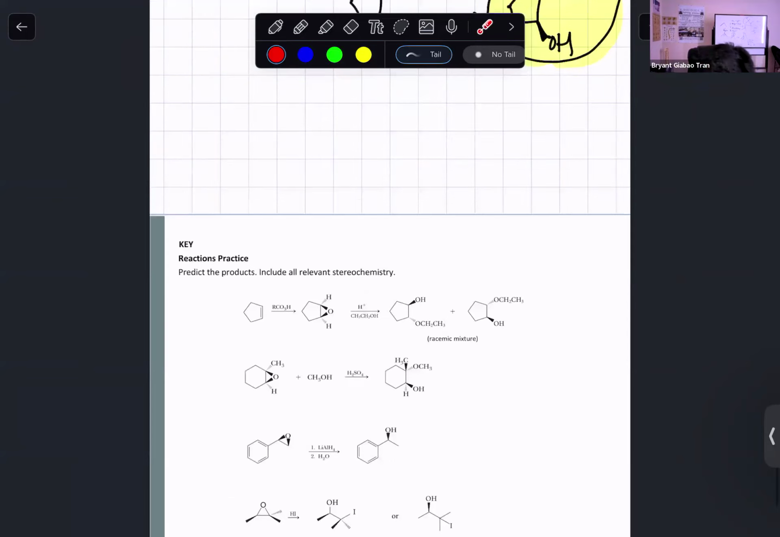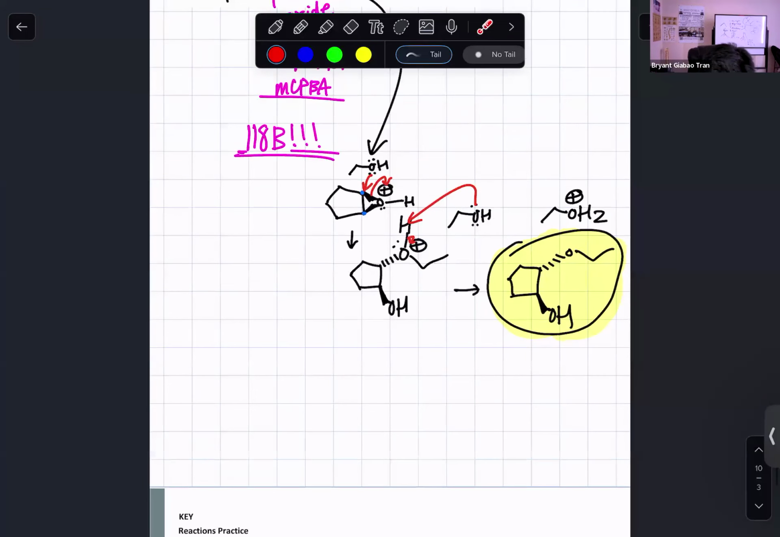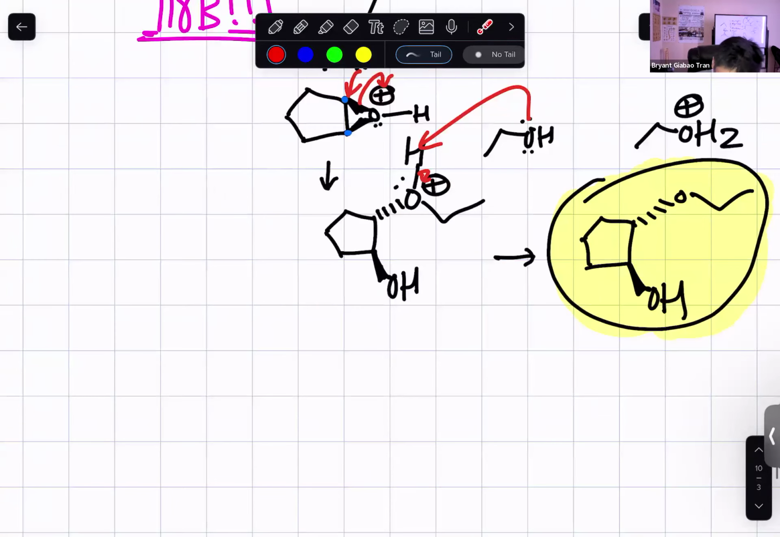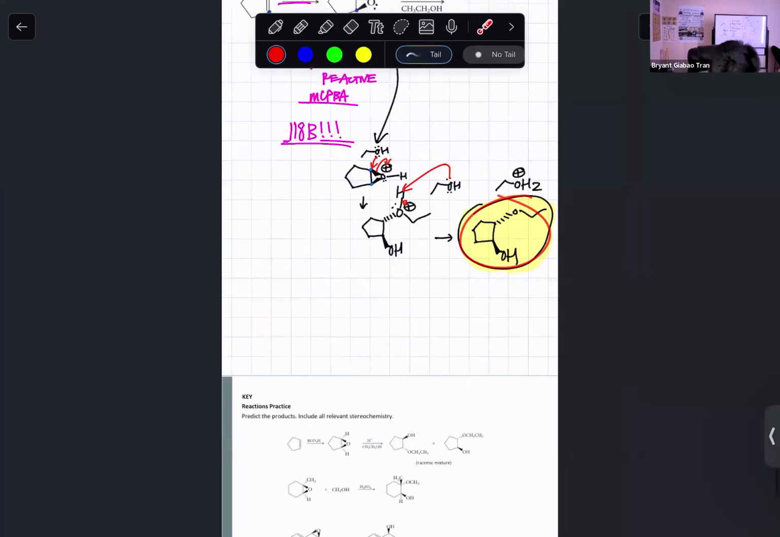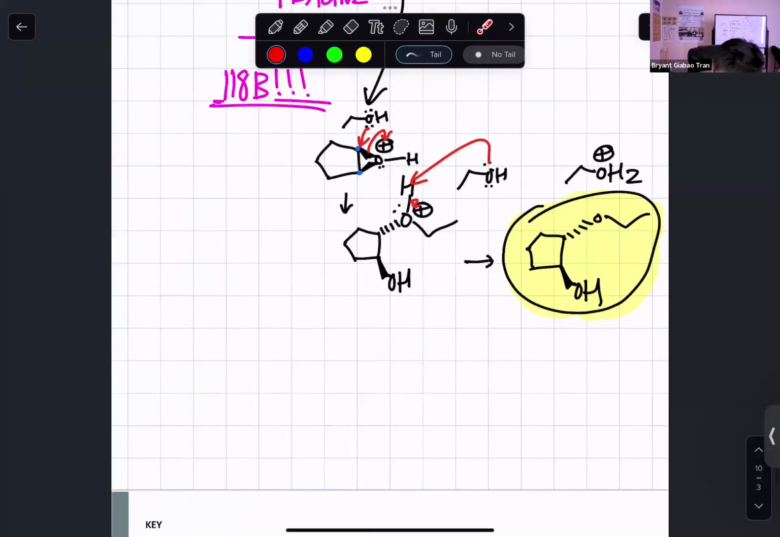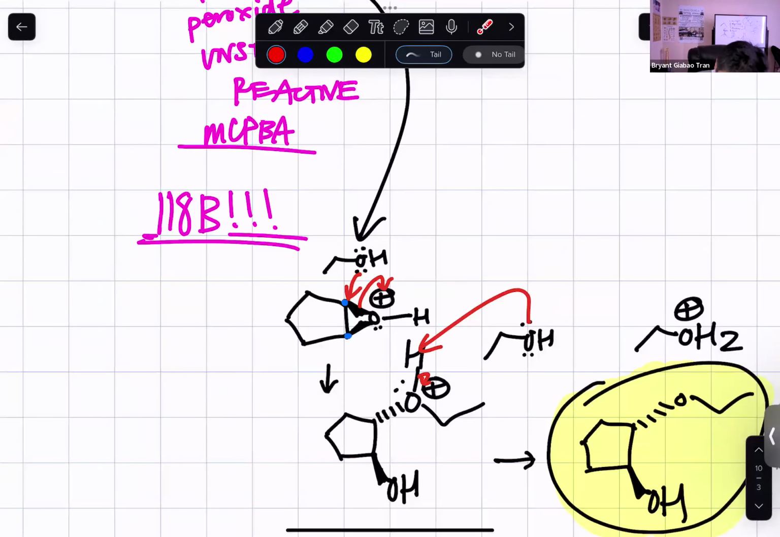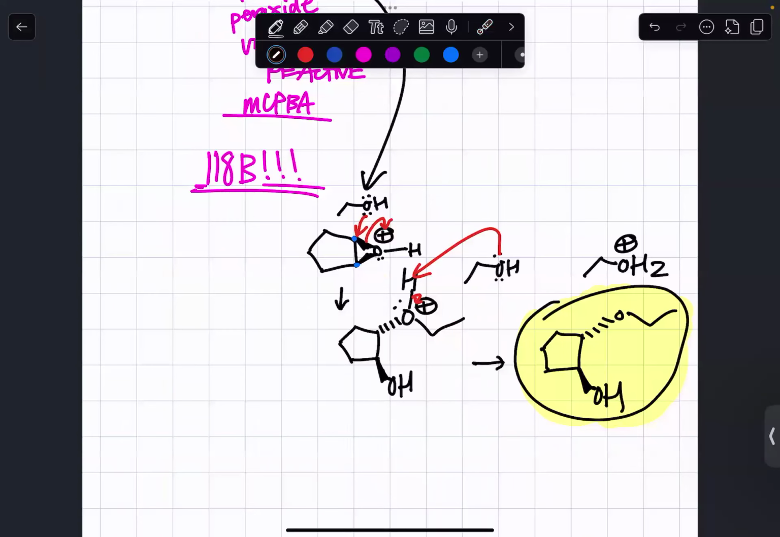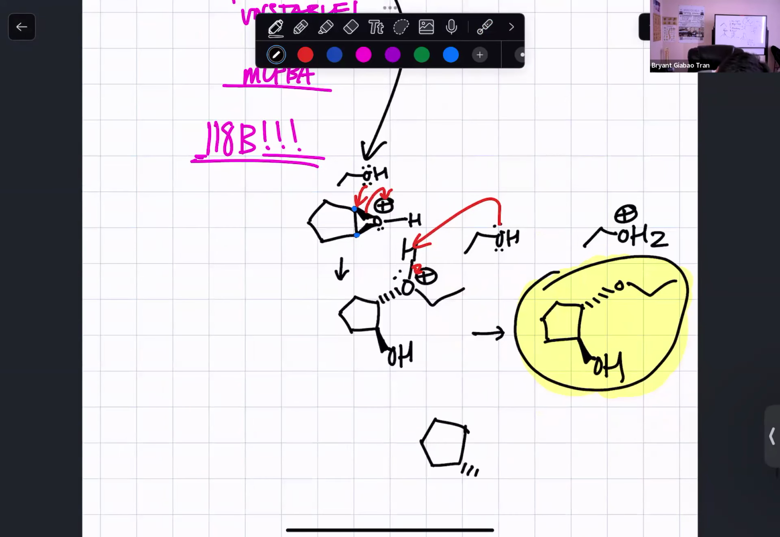Okay. So this is one of the answers that they gave us, right? But you know how I said it didn't really matter if you attack this top carbon or bottom carbon? If you attacked the other carbon, you would get this product here, where the OR group is going to be at the bottom side, and the OH group with the wedge is going to be at the top side, right?